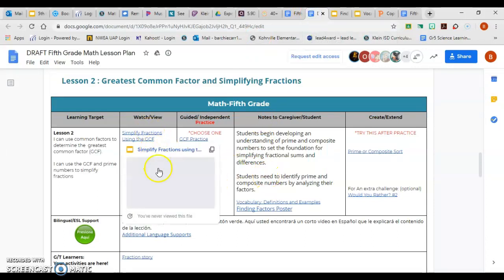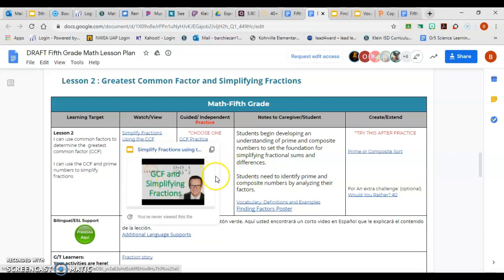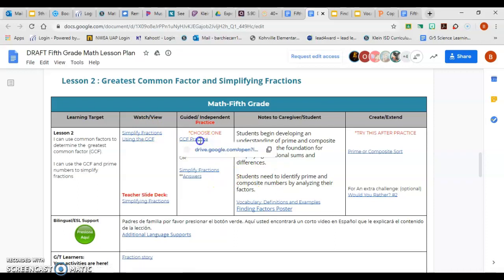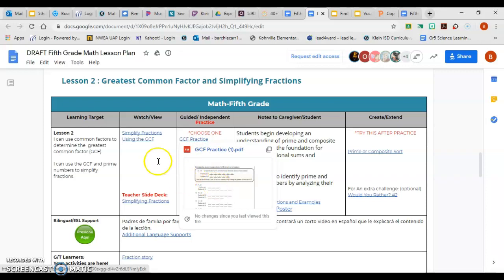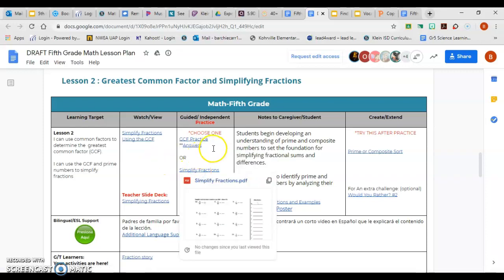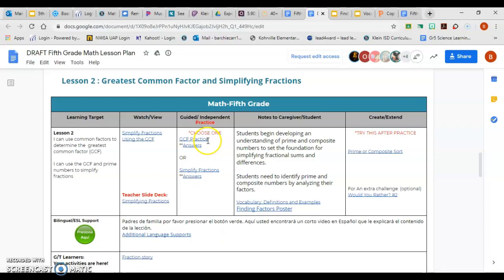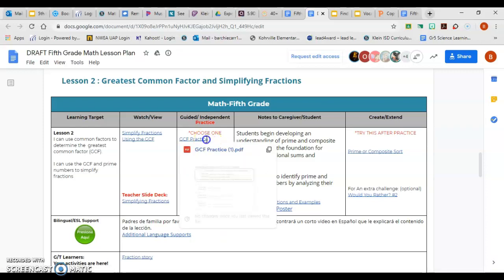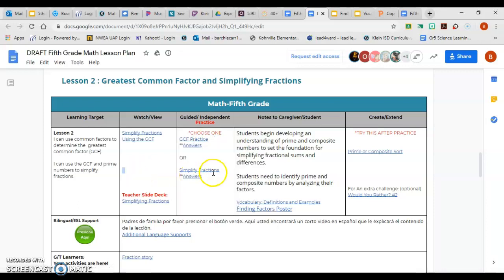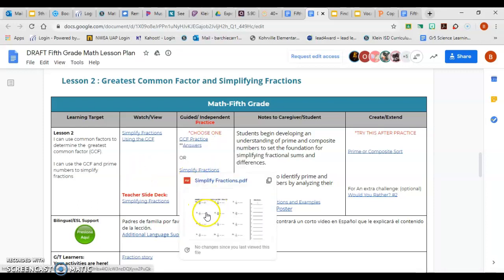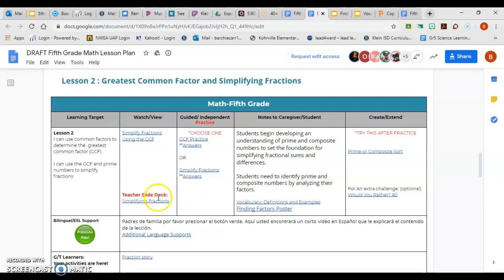So here you're going to watch this video. Okay, he's there to walk you through today's lesson, and then you're going to pick one of these. They're both in PDF format, but one is finding the GCF only. This one here is finding the GCF only. And this one is you're actually, not only are you finding the GCF, but then you're going to take it that next step further and simplify it. And again, this is why we want you to use all of these different posters, because all three of them have some tips that you can use to help you through that.